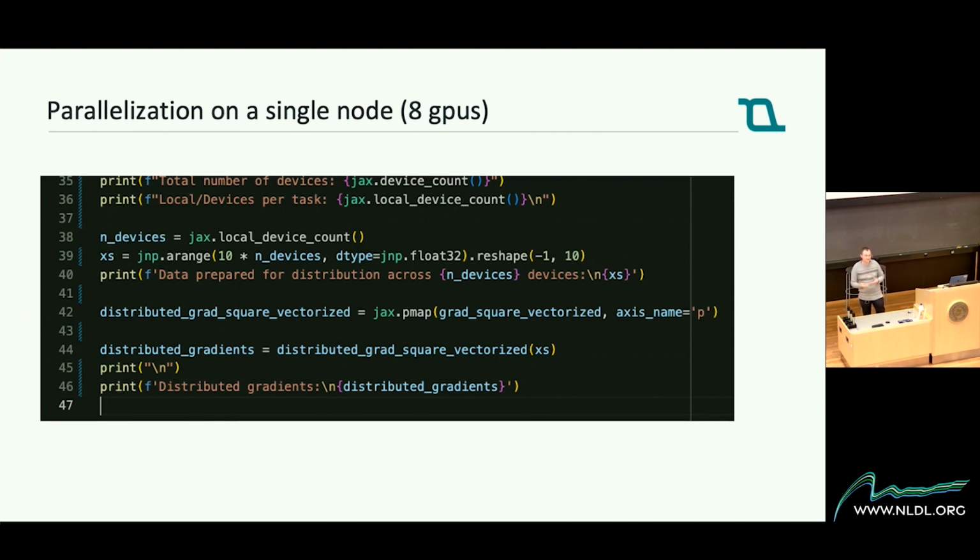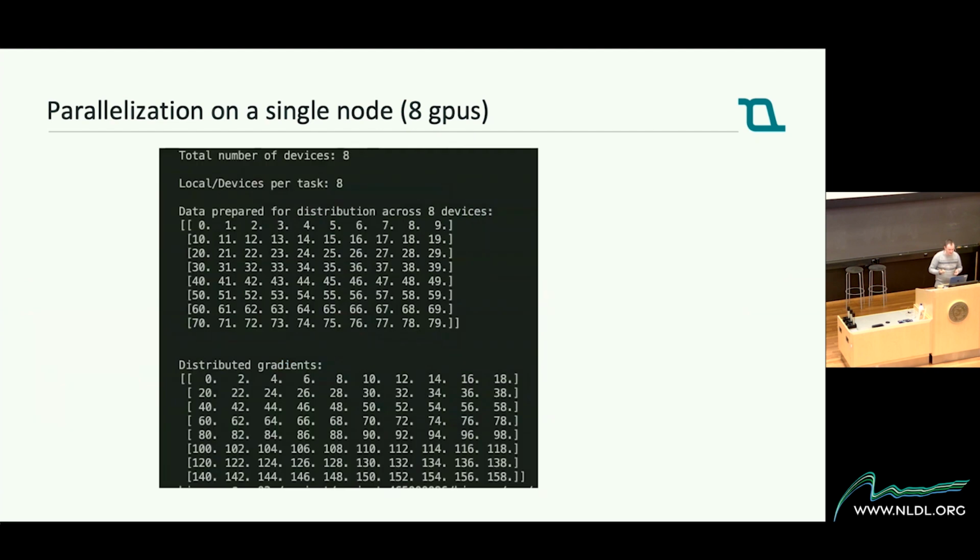And there we have it. We have something that can be distributed across multiple GPUs. Let's look at this example. The difference here is that I modified the X input so that it can be distributed across as many nodes or as many GPUs as I want. So let's see if it works. And here we see that we have 8 GPUs. We prepared the data, and the outputs are what you would expect them to be in this case.